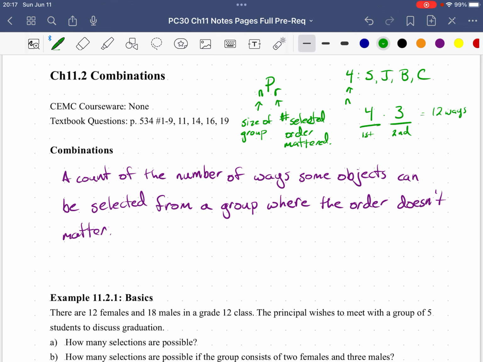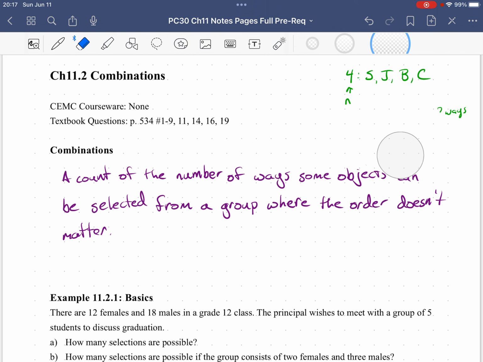Now it matters if Susan comes in first and whoever J is comes in second. That's a different arrangement than if J comes in first and Susan comes in second. In permutations, the order matters. Okay, so the order matters in permutations.